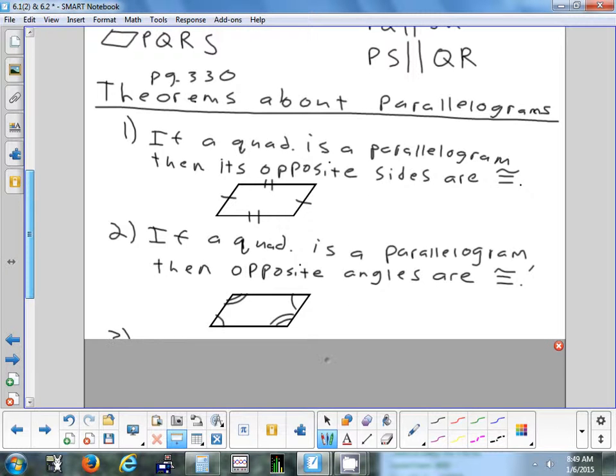Okay, here's a theorem about angles. It says if a quadrilateral is a parallelogram, then the opposite angles are congruent. We're going to try to prove a couple of these, and our proof is going to be based on making some triangles. For each theorem, I wrote it in words, and then I drew a diagram of the theorem down below.